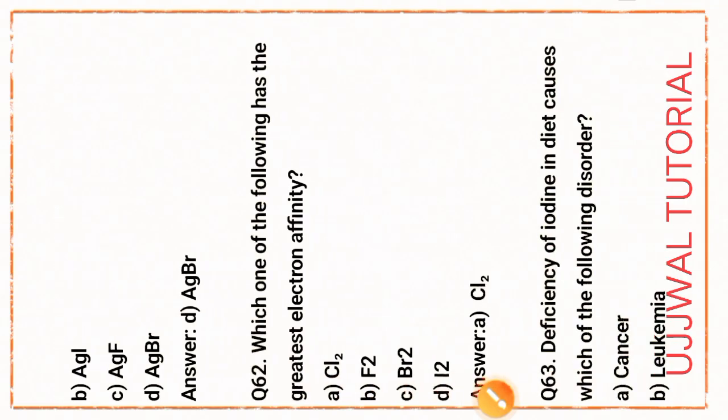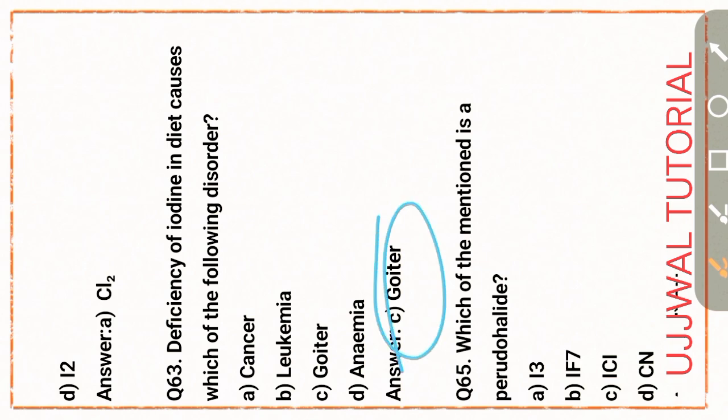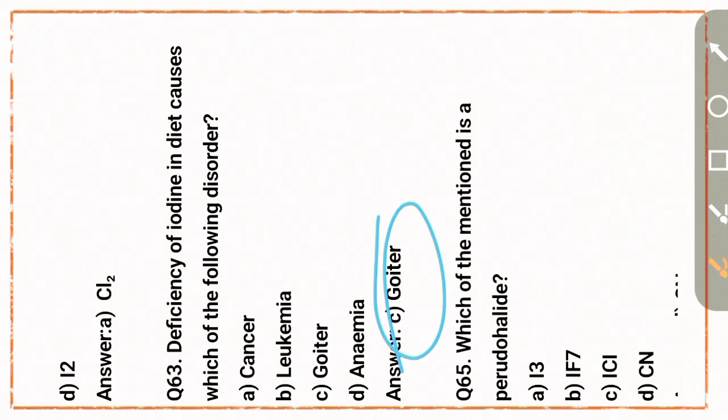Next question, question number 63. Deficiency of iodine in diet causes which of the following disorders? That is option C, goiter. This is one type of disease. Okay, option C is the right answer, goiter. Okay, that is the deficiency of iodine, one type of disease named goiter.